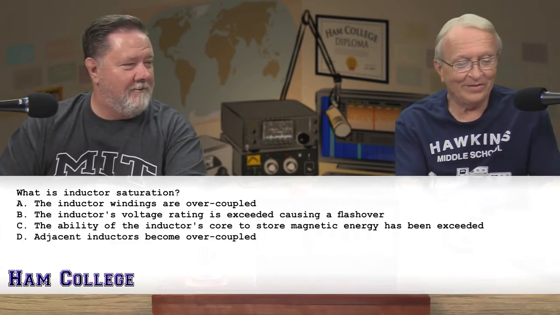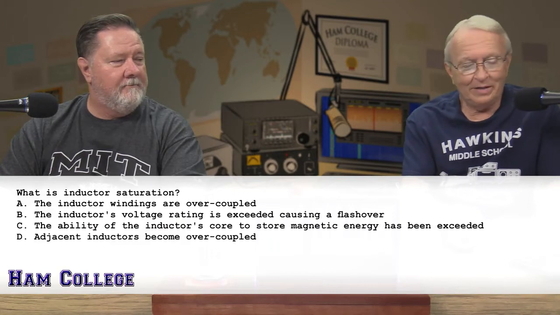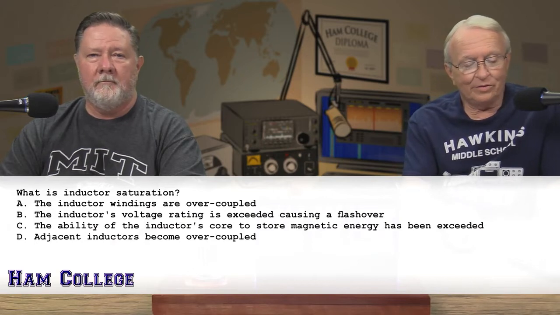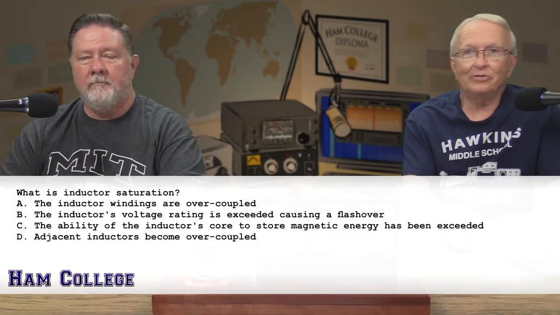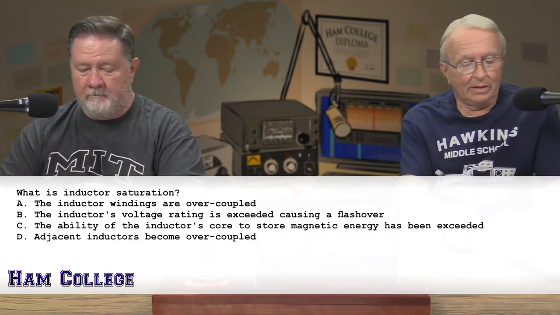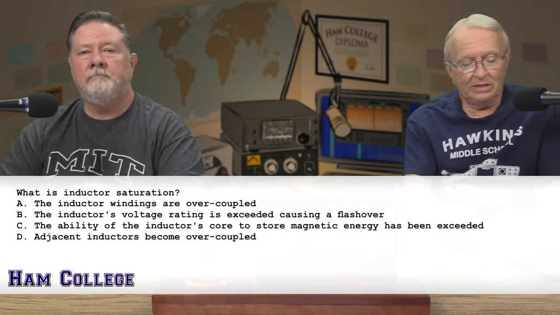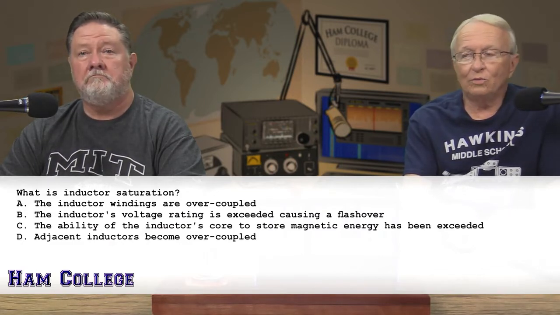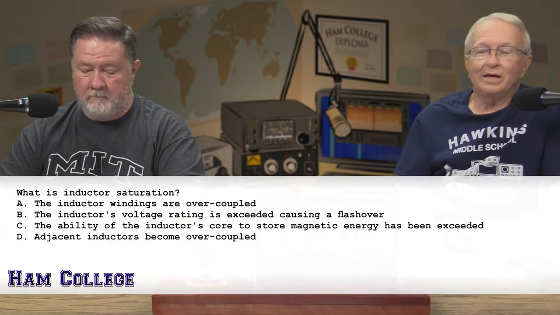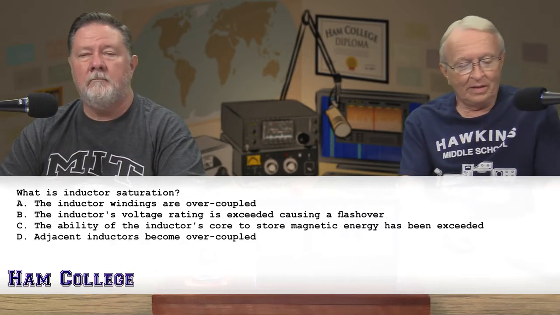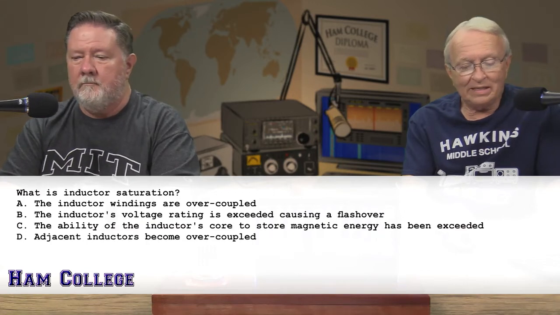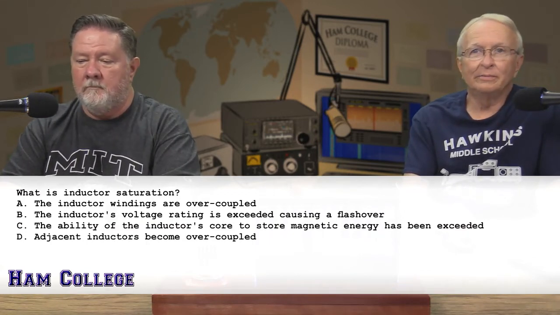So let me see. A, the inductor windings are overcoupled. B, the inductor's voltage rating is exceeded, causing a flashover. No, not saturation. Or D, the adjacent inductors become overcoupled. Well, you don't want to be coupling into the adjacent inductors anyway. If you do, you've got poor design layout. So it's C, the ability of the inductor's core to store magnetic energy has been exceeded.